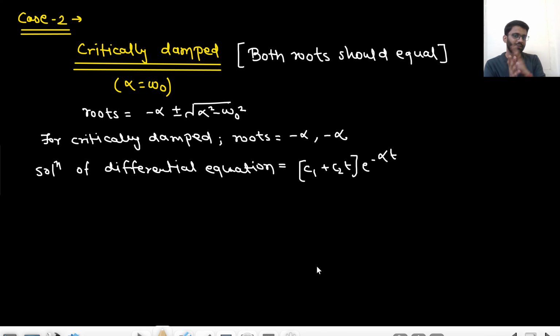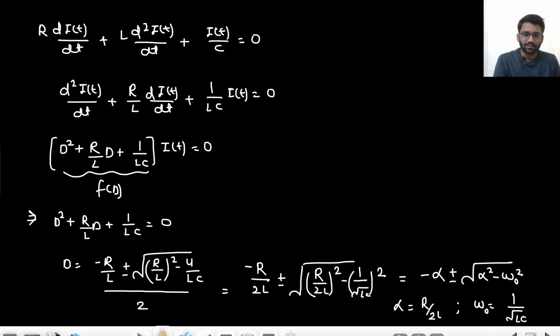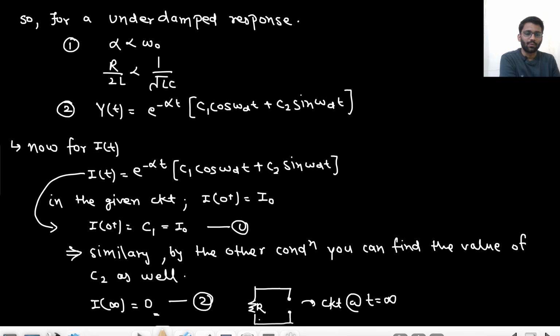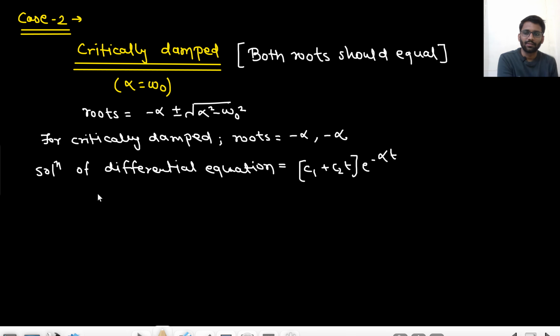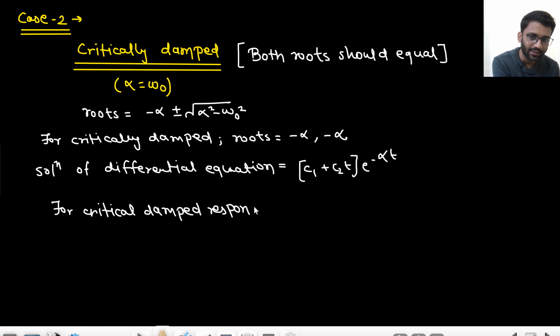In basics of differential equations, I have taught you everything. I told you at that time that it will be used later on, so here it is being used, right? So the solution is C1 plus C2 t, e to the power minus alpha t. Similarly, the response here looks something like this. So basically for underdamped response and critically damped response, this is the case of series RLC. Don't forget, because in parallel RLC, alpha will change.